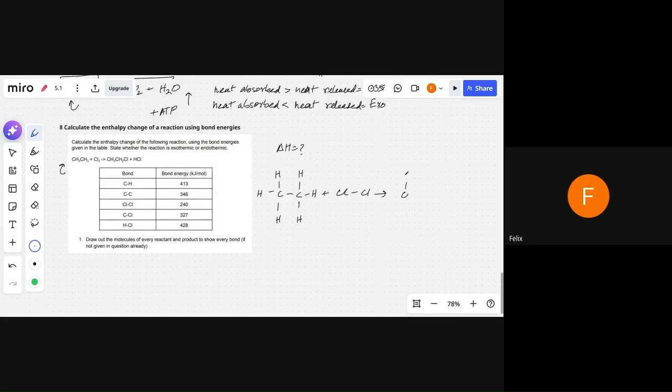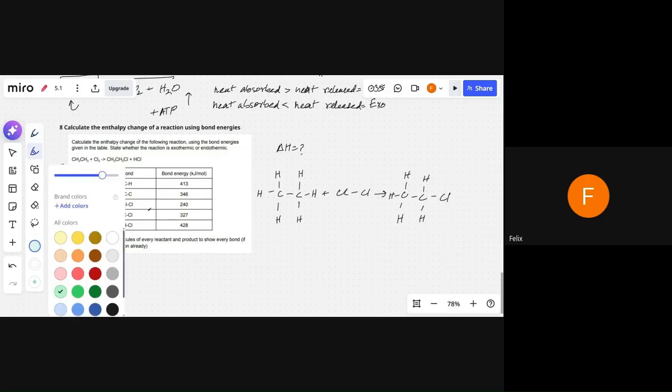So carbon with 3 hydrogens. Remember that hydrogens will always be connected to a carbon atom, and if oxygen is involved, then one hydrogen may be connected to oxygen as well. So then CH2, and then finally Cl. So now you can see how I drew this.